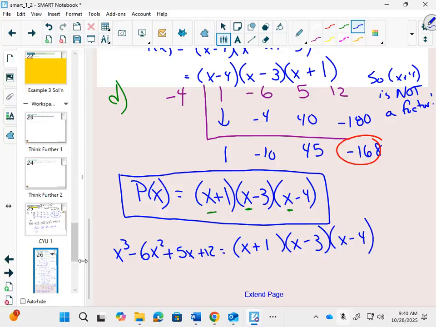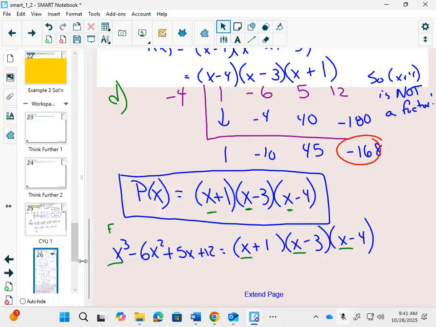First of all, I really like how someone told me that, hey, all of those are x's. We have an x cubed, so the most you could have was 3 factors. If I added a 4th factor, I would get an x to the 4th. So my first ones, my x, and my x, give me my first one here. Okay? Now, x plus 1, x minus 3, and x minus 4 ended up being the factors.